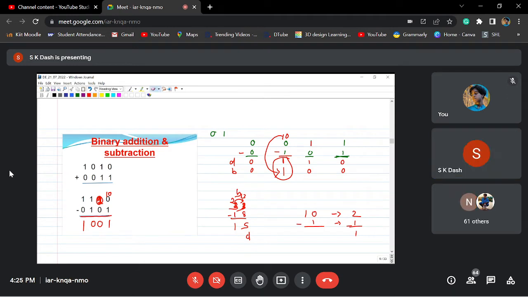Okay. Let us check this. Let us verify whatever we got. We got the same result or not? Okay. Let us convert this into decimal. What is 111? What is 1110?